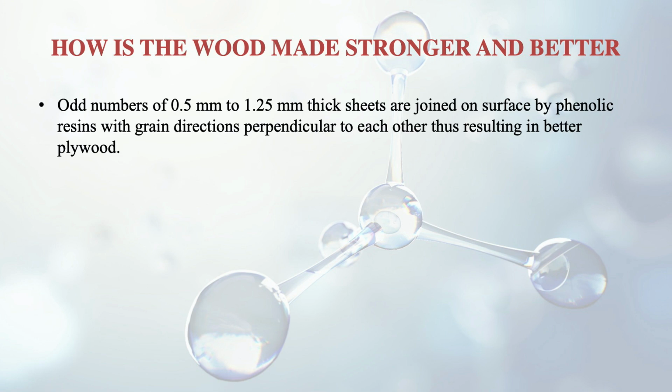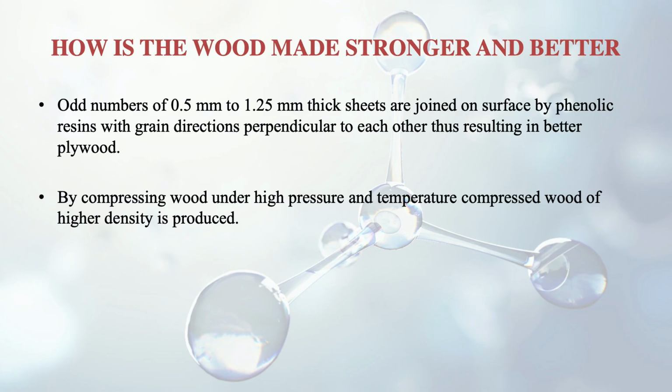And how to make this wood stronger and better, there are a certain number of points I am discussing now. There are odd numbers of 0.5 millimeter to 1.25 millimeter thick sheets. If they are joined together on the surface by phenolic resins with grain directions perpendicular to each other, then it results in better plywood. So there is a certain thickness of the plywood sheets, and they have to be combined in such a way that the grain directions are perpendicular to each other. Then only this better plywood can be made. In this way we can strengthen this kind of wood.